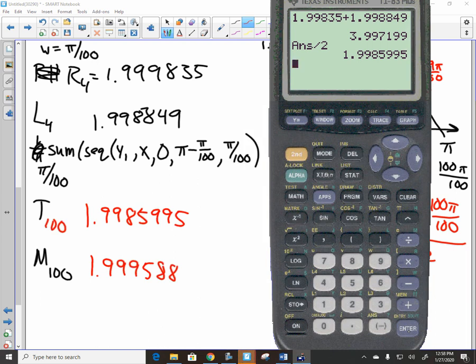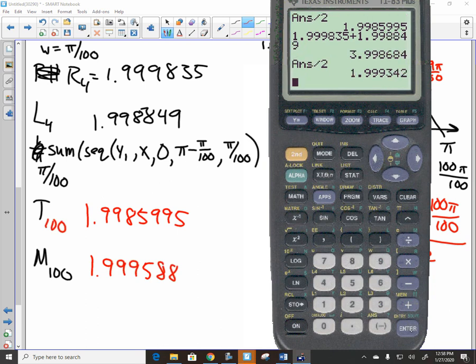Anybody want to guess what the actual area underneath that curve is? It's exactly 2. It's exactly 2. Did I forget one? Sorry about that. You're absolutely right. 1.99835 plus 1.9988 divided by 2. You're very, very right. 1.999342. I saw my answers like that doesn't look right. Good work.